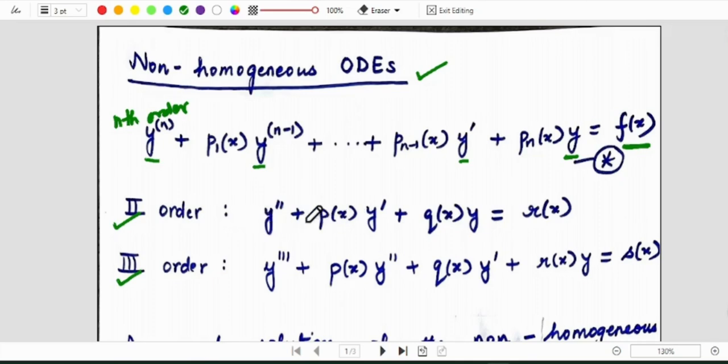A second order non-homogeneous linear differential equation is going to look like y double dash plus p(x)y dash plus q(x)y equal to something involving x on the right hand side. Non-homogeneity, I am repeating, means that the right hand side is non-zero. For third order it's going to be generalized like this, and so on. The nth order looks like this.